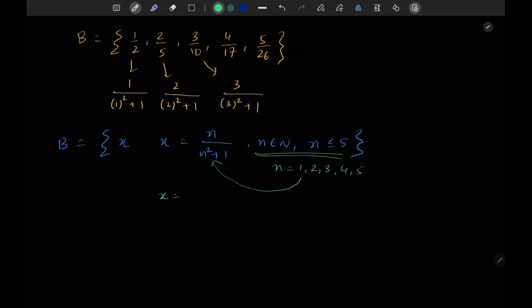We then plug in the values of n in this equation. From that, we get the values of x. So putting n equals 1, we get 1 by 1 squared plus 1, which is 1/2. Putting n equals 2, we get 2 by 2 squared plus 1, which is 2/5, and so on. So after getting all the values of x, if you write the set in the roster form, you will get this set.